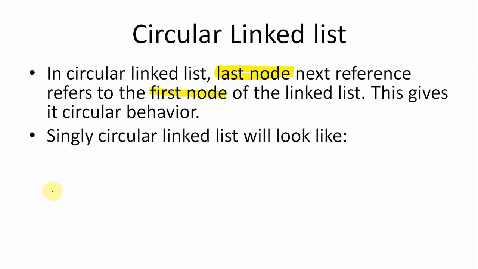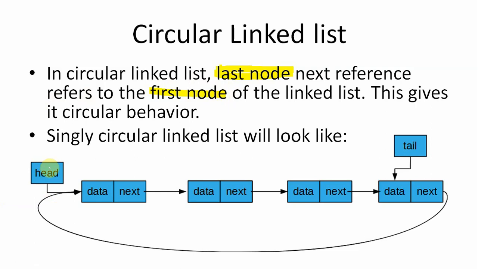Singly circular linked list will look like this. See, the last node in singly linked list refers to null, but in this implementation it is referring to the first node which is also referred by head.